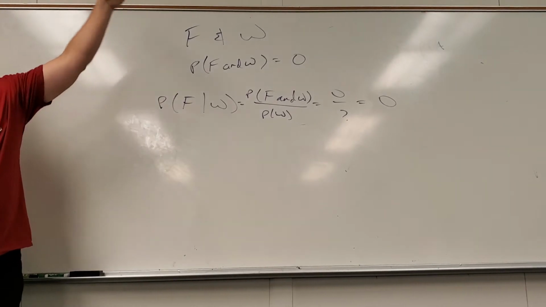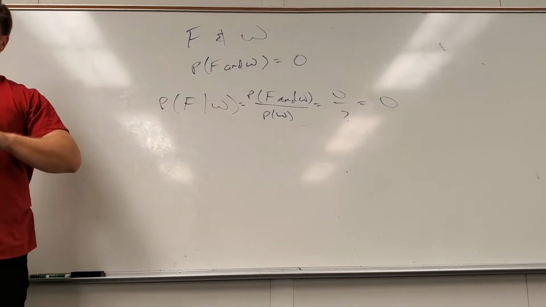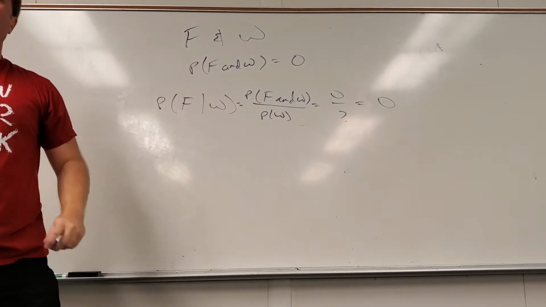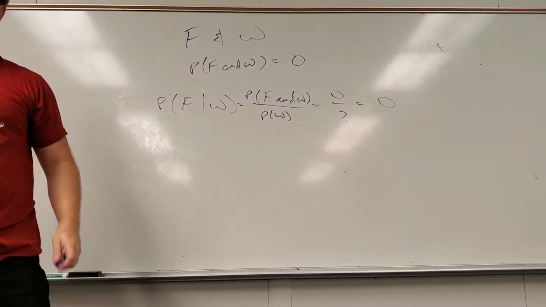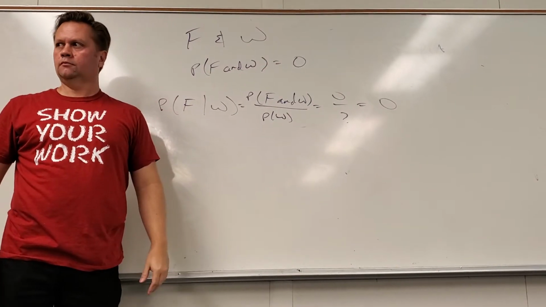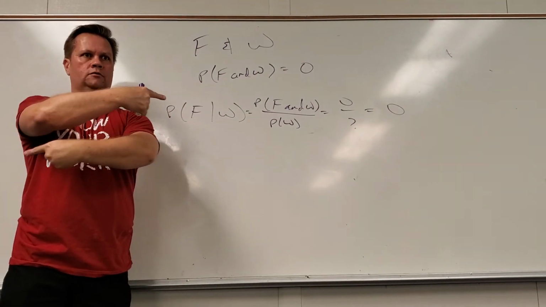That's just like that earlier problem we had, right? If I tell you two things are mutually exclusive, you write that down. If I ask you, are these two things mutually exclusive, you calculate this and see if it's 0. It works both ways.